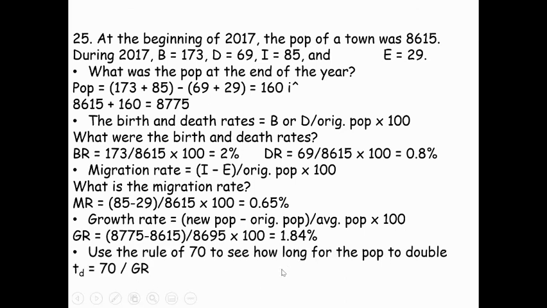Last question. Use the rule of 70 to see how long for the population to double. The way that you do this is the rule of 70, the doubling time, which is t sub d, is equal to 70 divided by the growth rate. Showing you the answer in 5, 4, 3, 2, and 1. All right, so that is 38 years. So 70 divided by 1.84% gives you a 38-year doubling time.